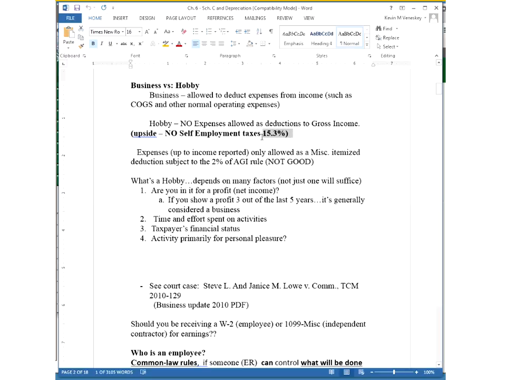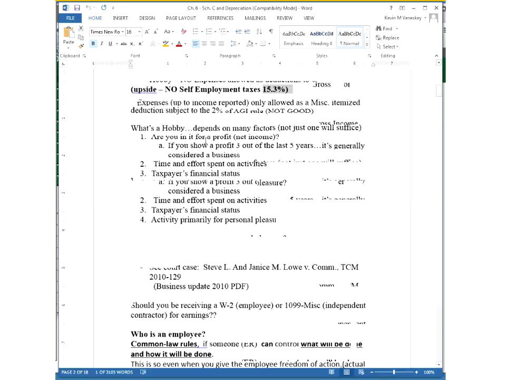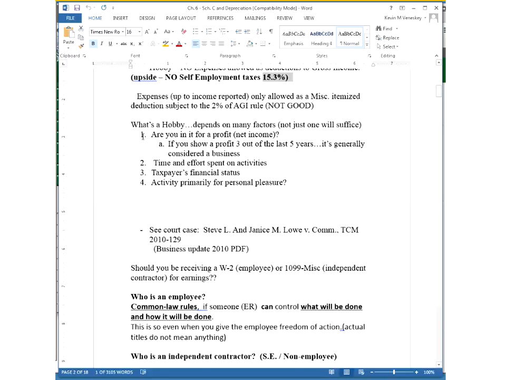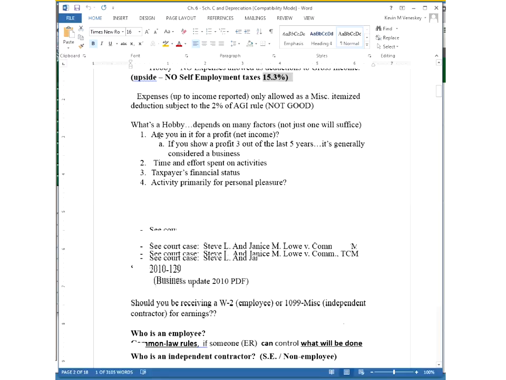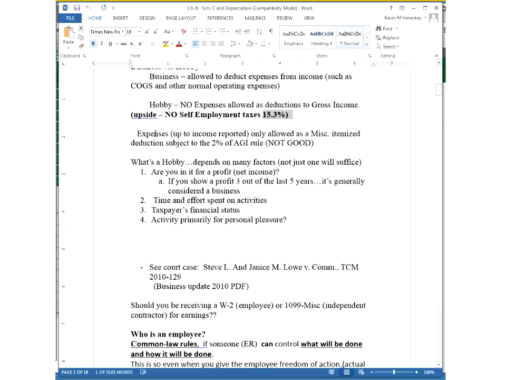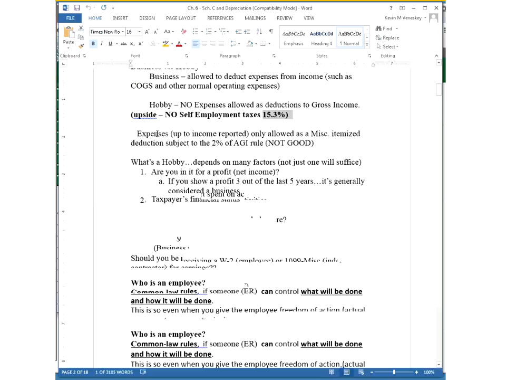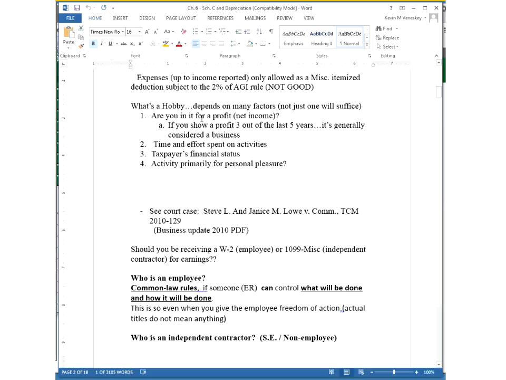Total there, 15.3. So it can be very beneficial to claim your smaller activity, it's not even a business, but an income-generating activity, to be a hobby, as in the example that I just had. So what's a hobby? You can't just claim it a hobby because it makes a better tax decision for you, or a business because it's better for taxes for you. You actually have to meet some of the criteria.